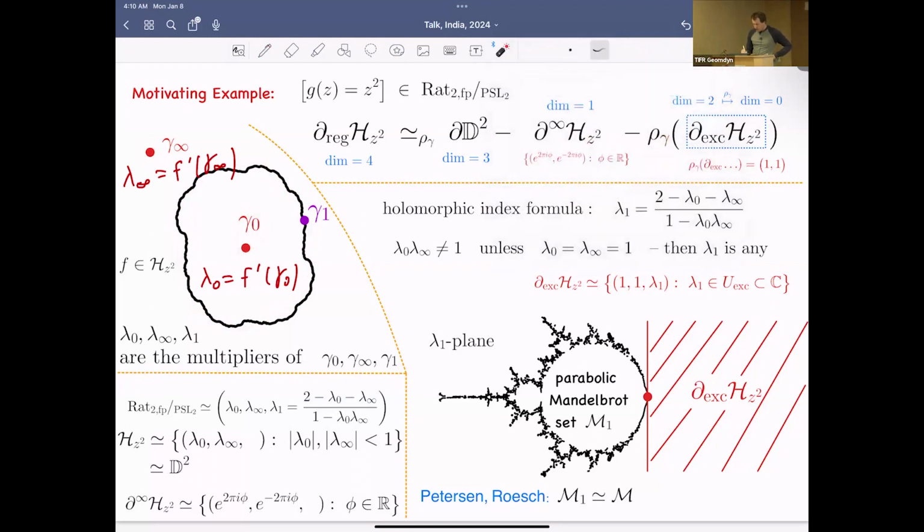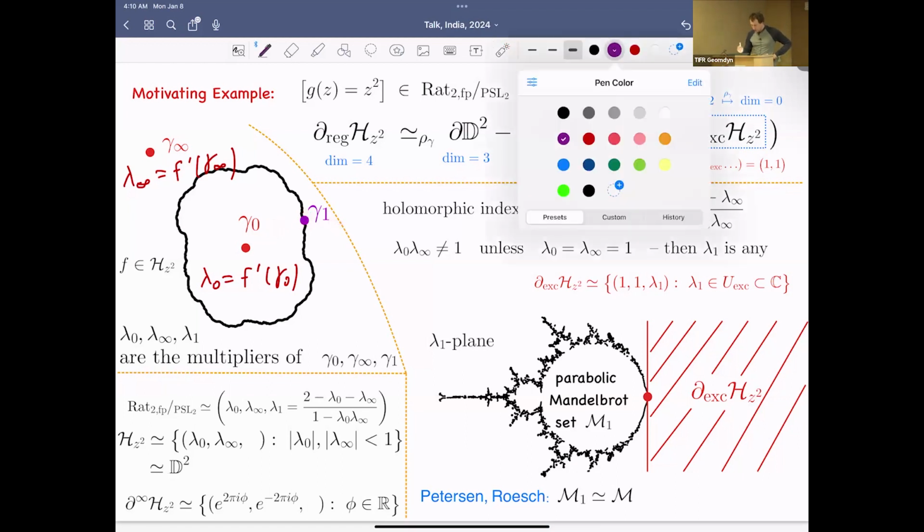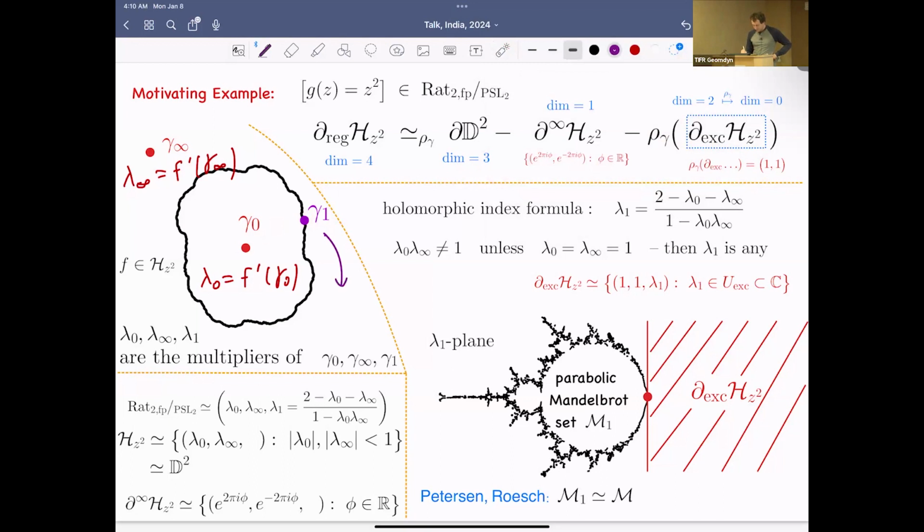And we also have another fixed point which is on the boundary of both attracting domains. And we can also look at the multiplier. Well, it turns out that at least in the case when the degree is two, these are good parameters, the multiplier parameters. So we have 3 parameters, but there is a relation, and this is the relation that is coming out of the holomorphic index formula. So one of the multipliers can be obtained from the other 2.